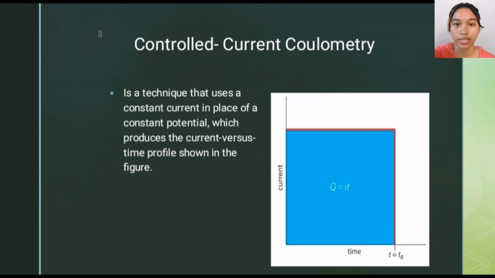Next, let's proceed to controlled current coulometry. It is a technique that uses a constant current in place of a constant potential, which produces the current versus time profile as shown in the figure. So, this is the formula for controlled current coulometry: Q equals I times t, where I is the current and t is the time.